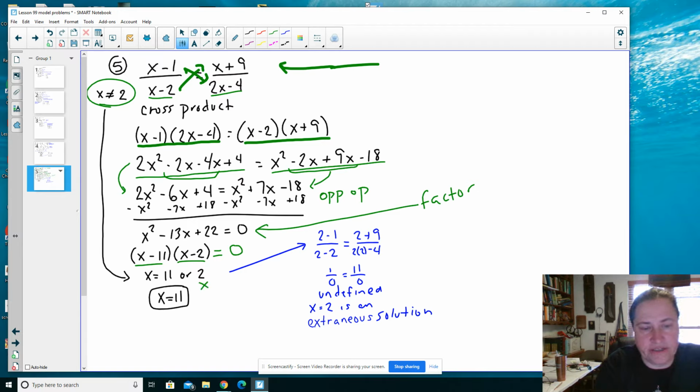But if I had checked the 2 and the 11, the 11 would have given me two fractions that are equal. But when I plug in that 2 here in my check, what I discover is that I have a denominator that is 0, and that makes it undefined, which is considered an extraneous solution.